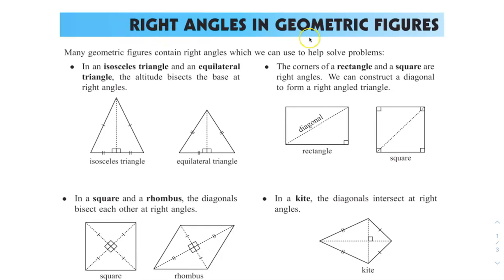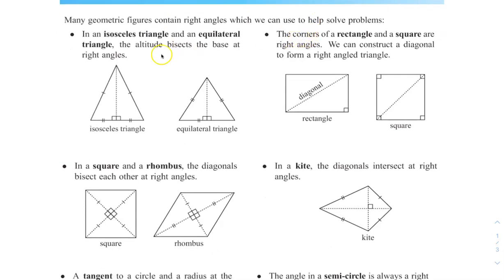Right angles in geometric figures. So some geometric figures have right angles all around them. Like an isosceles triangle. These two sides are equal. If you bisect the third side, like you cut it in half, then these two sides are equal and that makes a right angle. Same thing with the equilateral triangle, right?